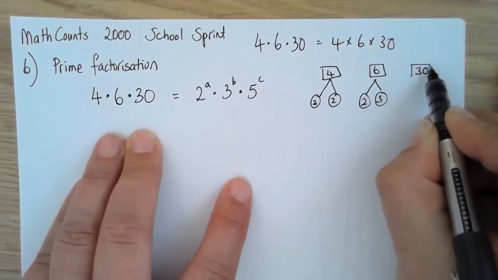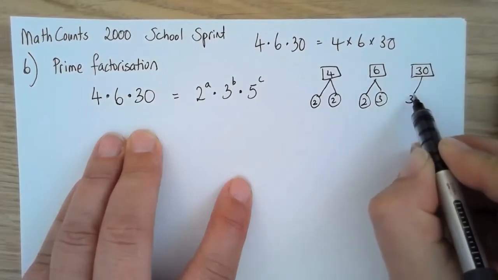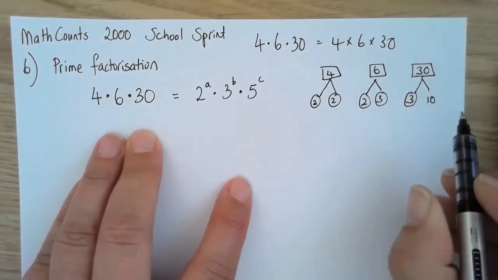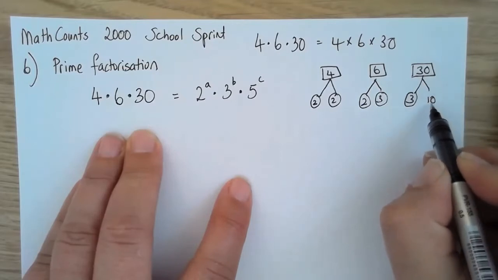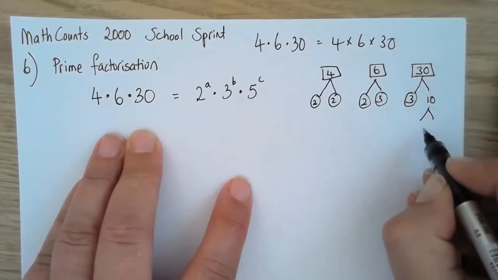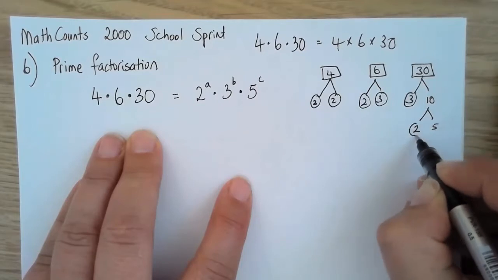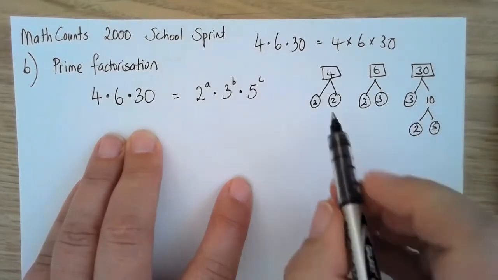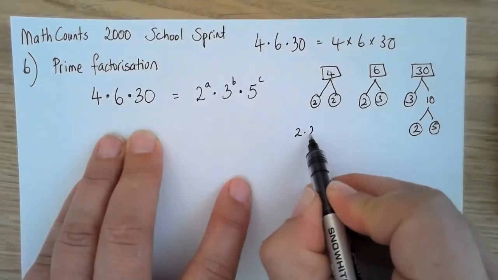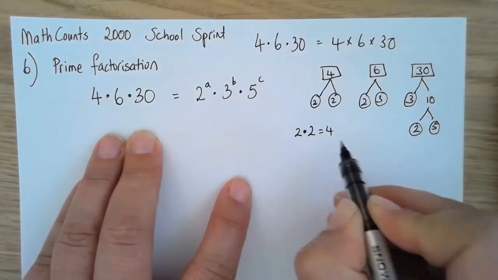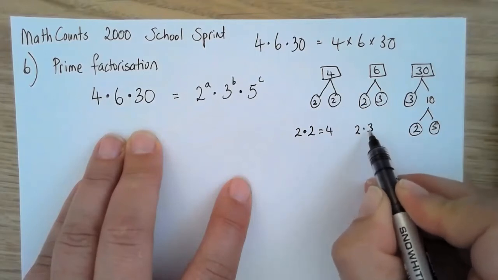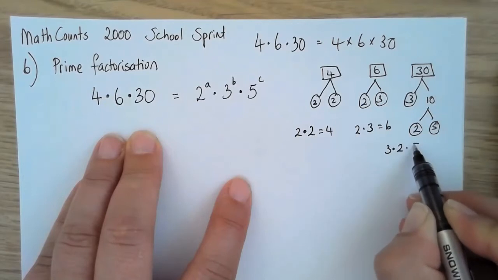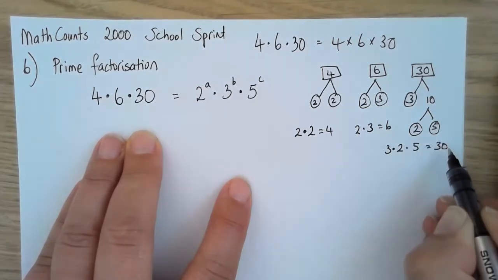30 is a little trickier. We've got a 3 here, for instance, and a 10, but it could have been a 5 and a 6. And then the 10 isn't a prime number, but we can then have a 2 and a 5 just here. So these are all the prime factors. 2 multiplied by 2 equals 4. 2 multiplied by 3 equals 6. 3 multiplied by 2 multiplied by 5 equals 30.